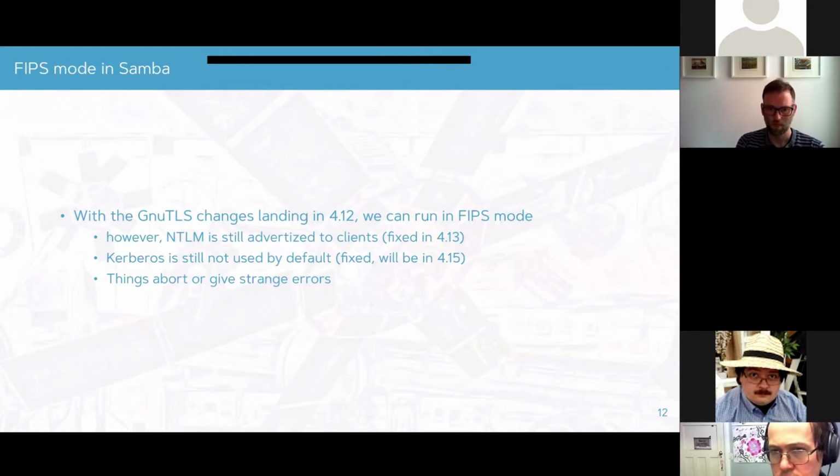So Kerberos is picked up, and if you provided credentials like username and password, then we try to acquire a ticket, an initial target ticket for you, and then authenticate with Kerberos against the remote server. But it still was giving, and I guess will continue giving, some strange errors if we reach code paths that still use something not really FIPS compatible.